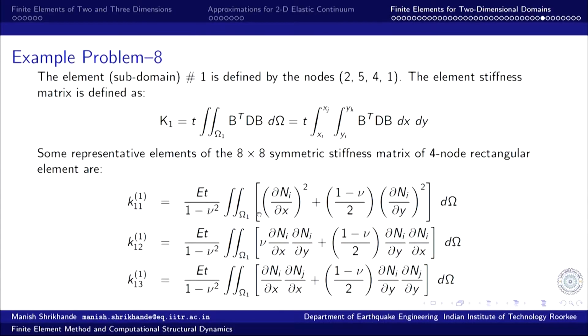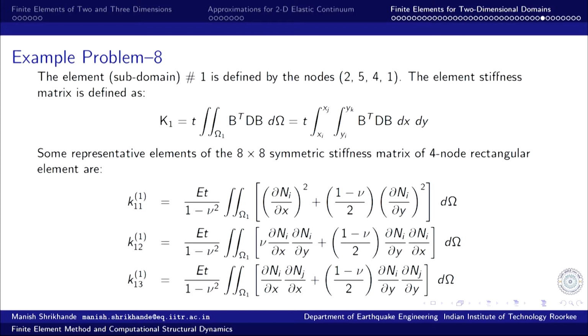So, these integrals can be evaluated very easily, in a straightforward manner, and eventually the 8 by 8 symmetric matrix terms can be evaluated individually as this. These are some of the representative evaluations that come out. This is of course E over 1 minus nu square from the constitutive matrix D, and the rest of the terms are coming from the product of B transpose dB individual elements.